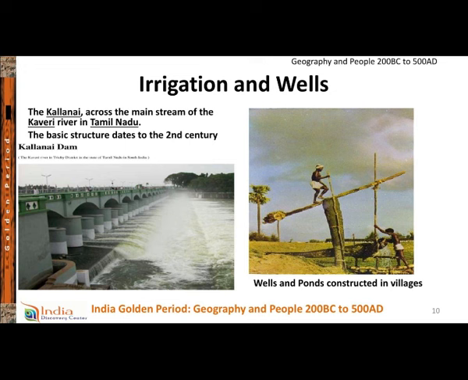The other thing is irrigation. Irrigation is a very important part of agriculture. As agriculture began, that problem came into play right away, because plants need a moist soil. So the Indian subcontinent deals with this in many different ways: collecting water in watersheds, digging wells, canals, damming rivers.